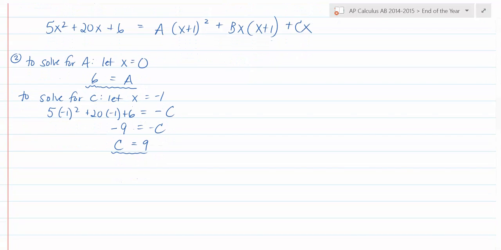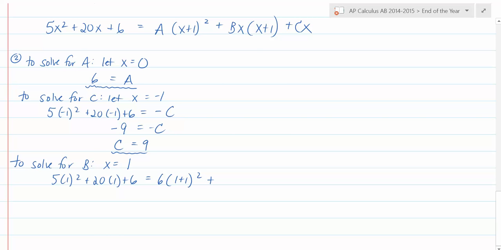Okay, and at this point we just need to solve for B. So we can choose any x value because we know what A and C are. These are the only remaining unknown. So choose one that's easy, one that's near 0. We've used 0 and negative 1, so maybe 1. Plug in 1 for x, and we're also going to plug in what we know for A. We don't know what B is. And we know that C is 9.